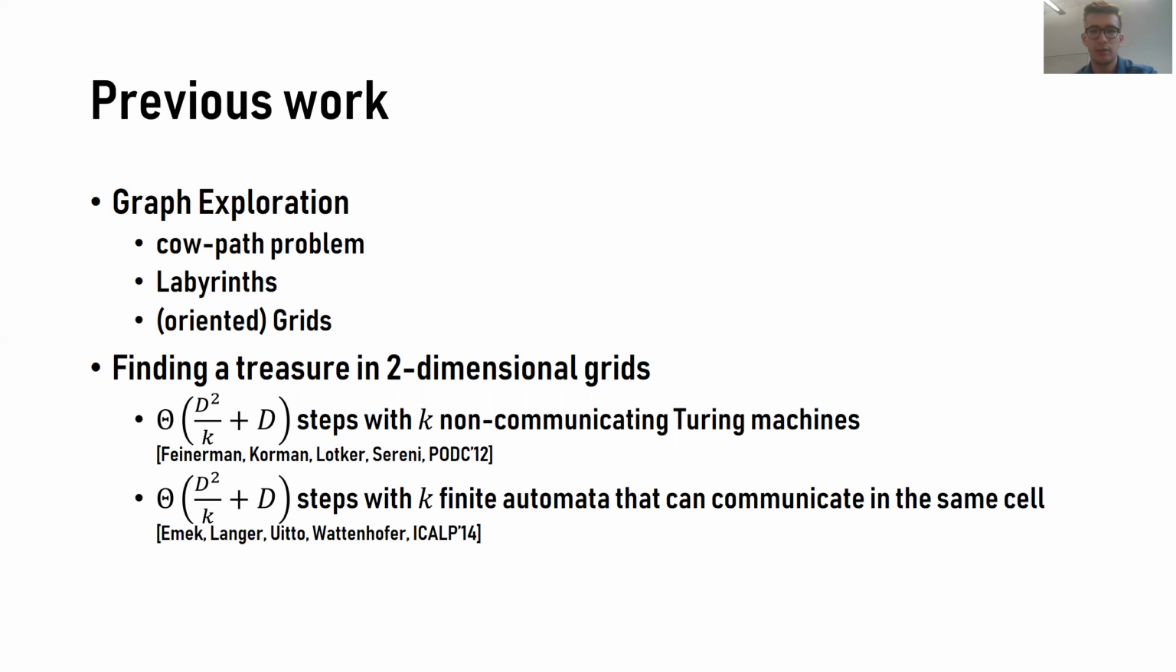This then was studied from a different viewpoint by Emek, Langner, Witto, and Wattenhofer, where they considered the problem with using finite automata that can communicate. Here, the question is less about how can we make them act independently, but much more how can they collaborate, since they are only finite state automata. And they showed that if they are allowed to communicate, if they occupy the same cell, the same bounds as using Turing machines can be achieved.